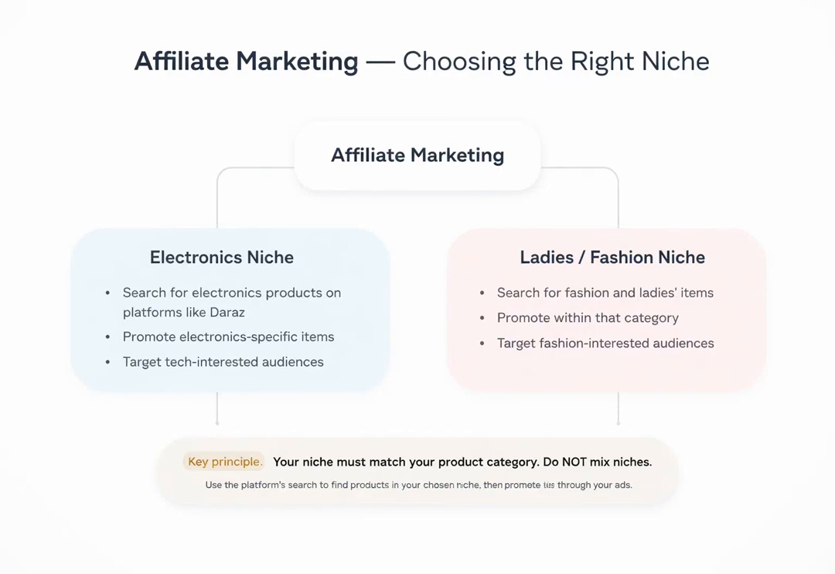The instructor also touches on affiliate marketing, specifically how to approach it on platforms like Daraz. The key principle here is niche alignment. If you're promoting electronics, search for electronics products and stay in that lane. If you're in the fashion or ladies' item space, focus there. Don't mix niches because your audience targeting, your creatives, and your messaging all need to be consistent with the product category. The same 7-way creative testing framework applies here. Find products in your niche, build creatives around the audience's pain points, test, and optimize. The platform's search function helps you find the right products to promote within your chosen niche.